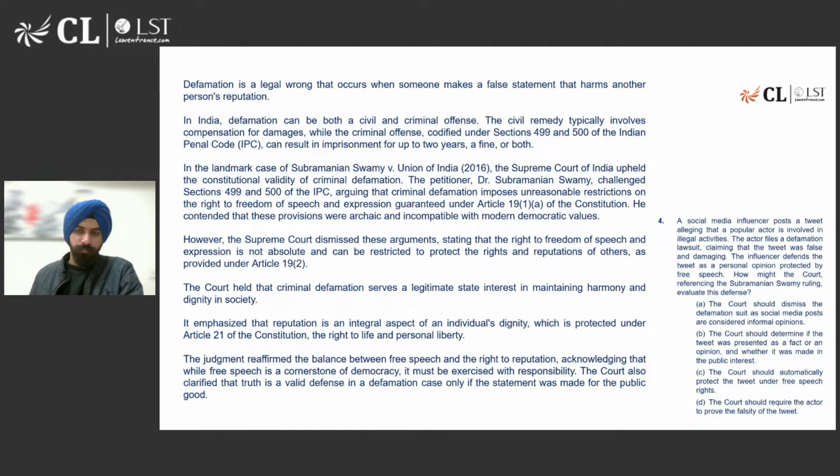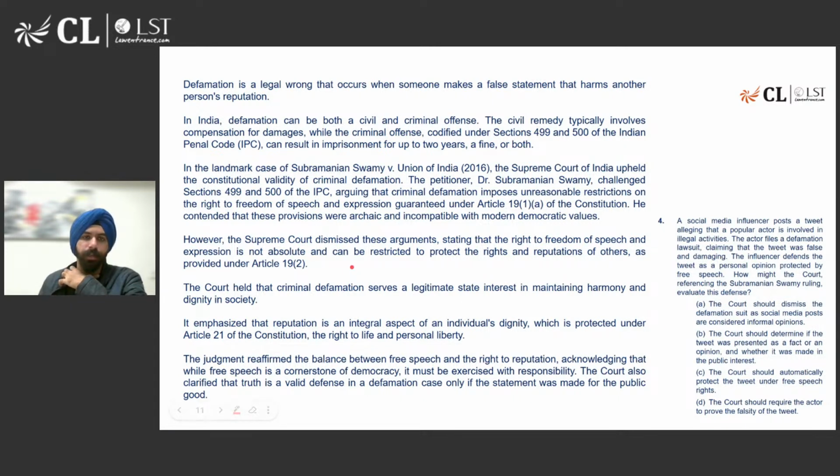Okay, most of you have answered B. The question says social media influencers posted a tweet alleging a popular actor is involved in illegal activities. Actor files for defamation, claiming it was false and damaging. Influencer defends the tweet as personal opinion protected by free speech. How might the court, referencing the Swami ruling, evaluate this defense?